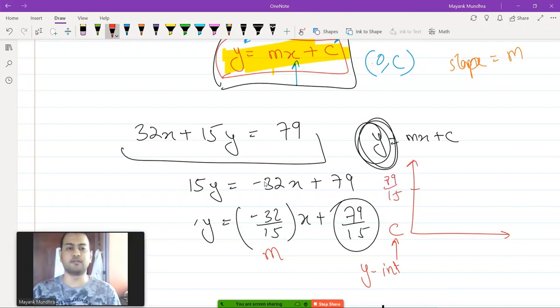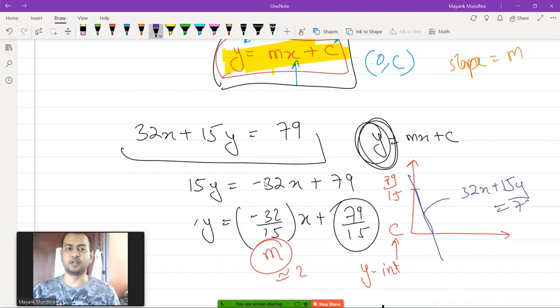From here you will have a slope m that is approximately 2, so it will be slightly steeper than the previous line. So it will look like this. This will be the equation of the line 32x plus 15y equals 79. So you need to be able to plot lines.